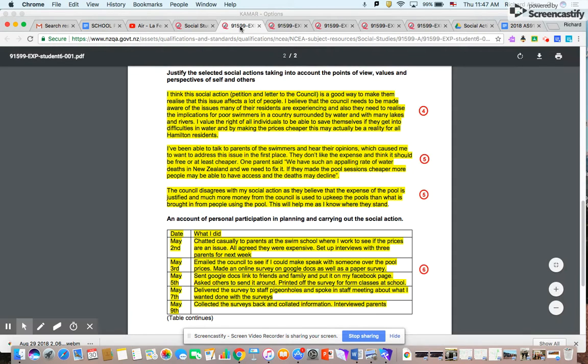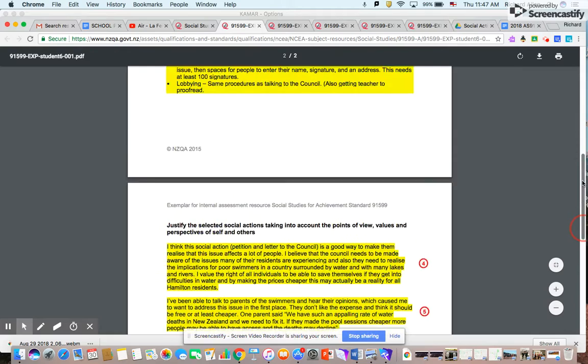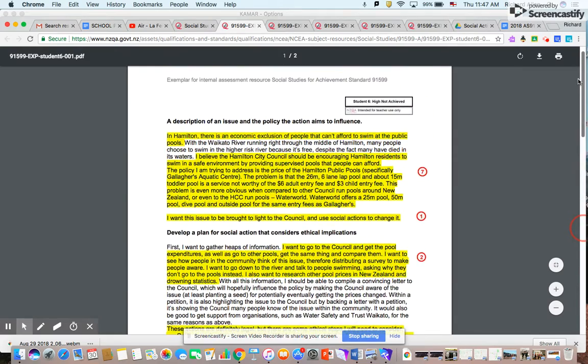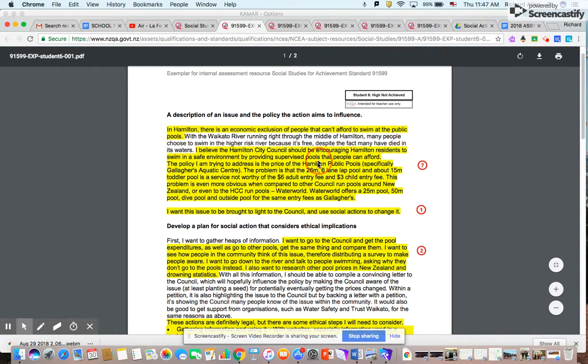First of all, here's some annotated exemplars that I know people will be having a look at. So let's go through each of these and see if we can find out what's going on. Here's our high not achieved. They've got a description of the issue. This is good. You can see they're describing the issue. And they've got a development that considers ethical implications.